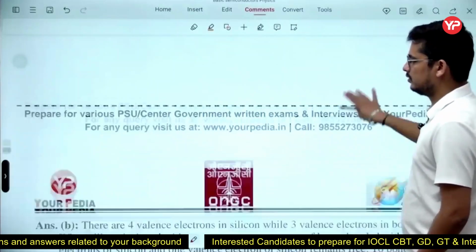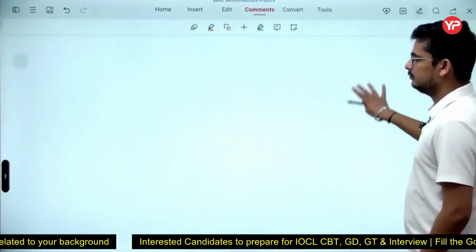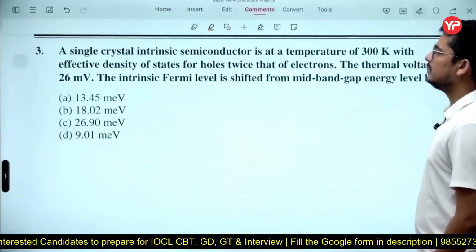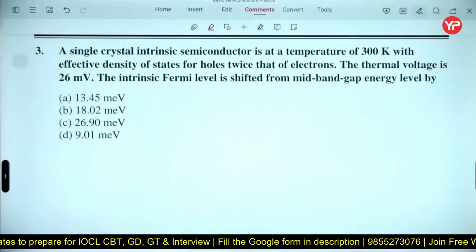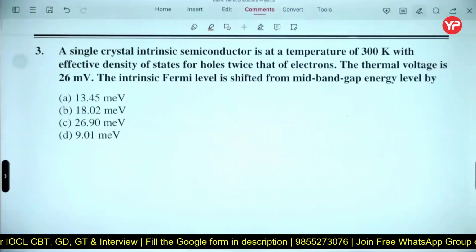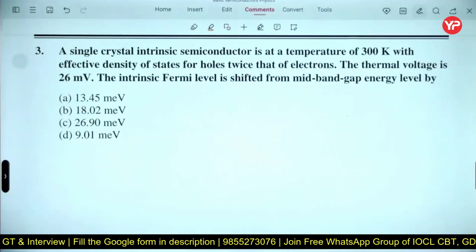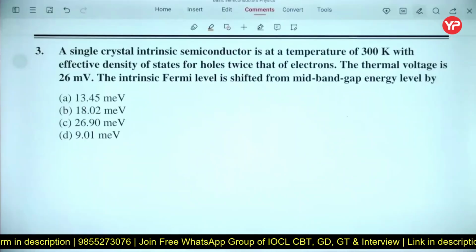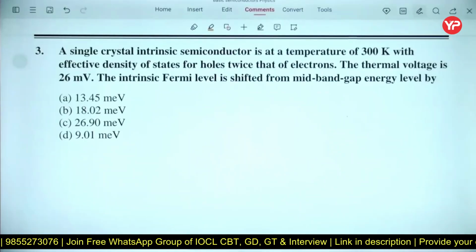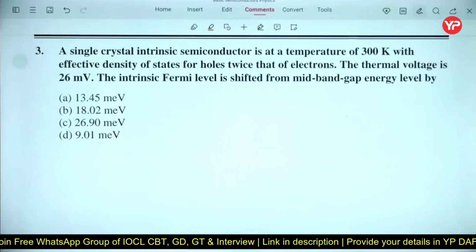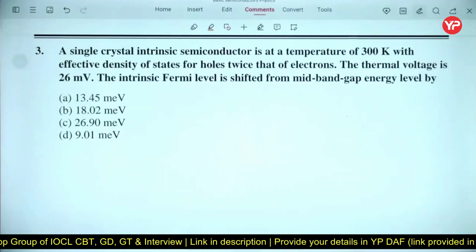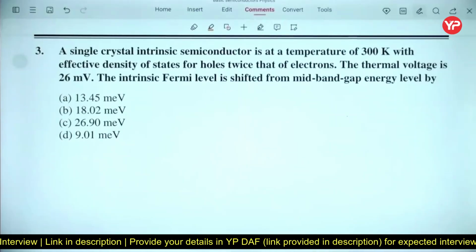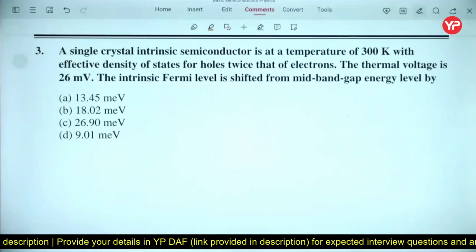Yes, next question. Now, it is a single crystalline intrinsic semiconductor at room temperature of 300 Kelvin with the effective density of states of holes twice that of electrons. The thermal voltage is 26 millivolt. The Fermi level is shifted from mid-band to where? Right, let's discuss this one.